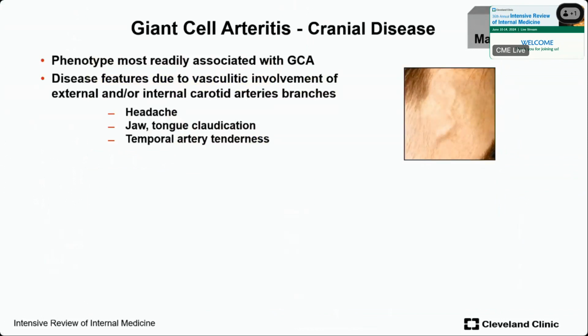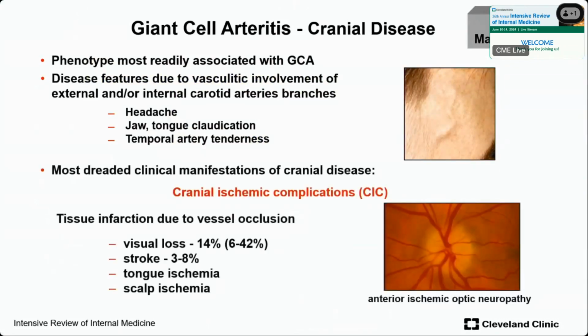Cranial disease is the phenotype most readily associated with giant cell arteritis, and its disease features are due to vasculitic involvement of the external and/or internal carotid artery branches. The features can include headache, jaw or tongue claudication, and temporal artery tenderness. The most dreaded clinical manifestations of cranial disease are cranial ischemic complications, which represent tissue infarction due to vessel occlusion. As was alluded to in the case, vision loss can occur in up to 14% in rheumatology-based literature. Not surprisingly, this is higher in the ophthalmology series, stroke, tongue ischemia, or scalp ischemia.